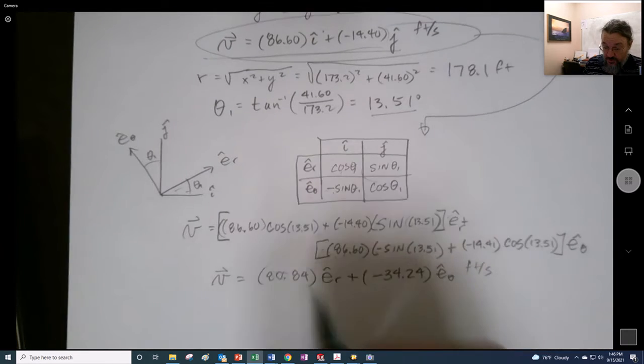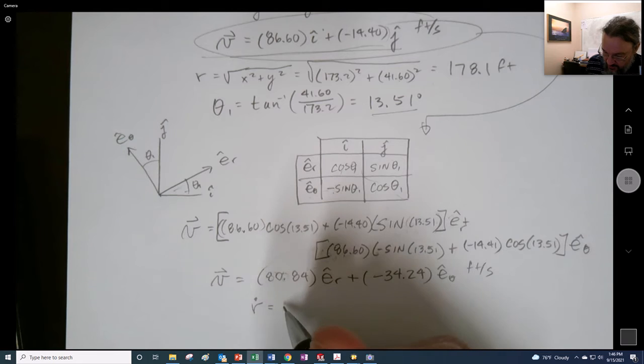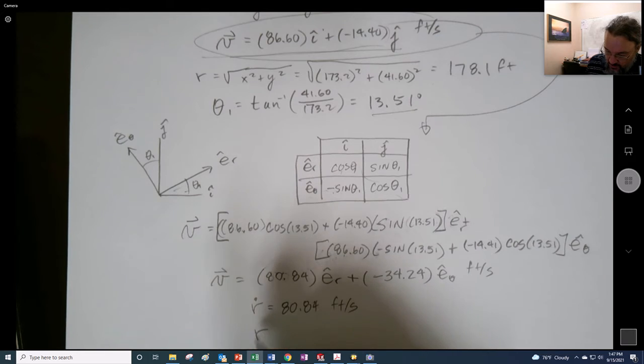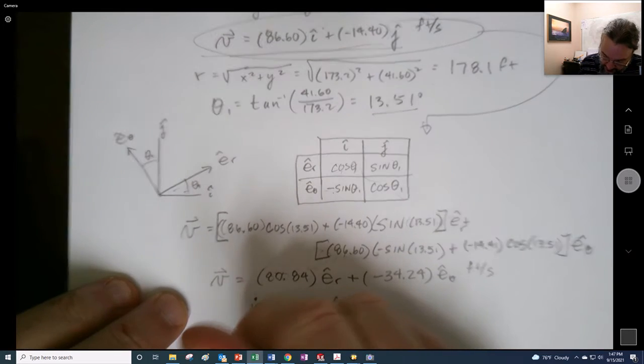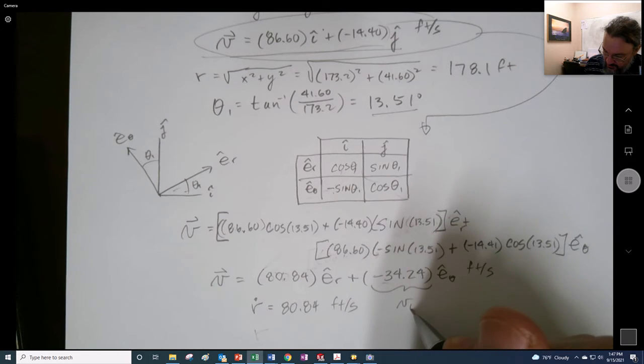E theta, so that's going to be still feet per second. And now we could do a first answer, because we were looking to find r dot. We know that it's going to be 80.84 feet per second. And then we want theta, right? So this one right here is V theta.